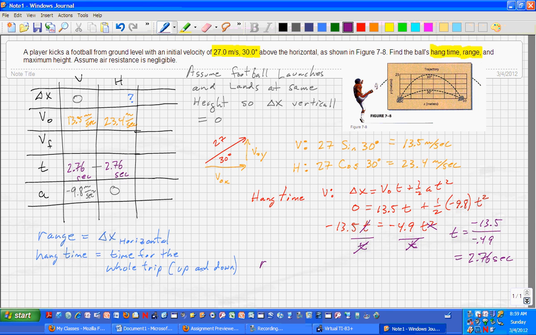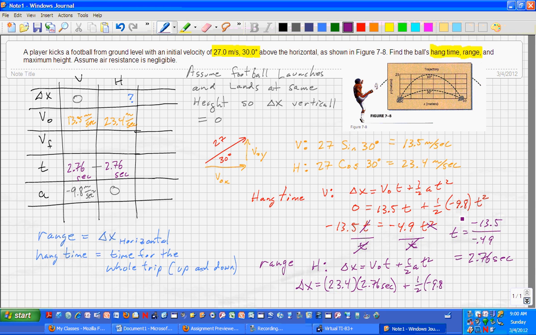So that range is going to be in the horizontal direction. We've got, again, change in position is equal to v0t plus 1/2 at squared. So in the horizontal direction, change in position is going to be equal to v0, which is 23.4 meters per second, times that time, which was 2.76 seconds, plus 1/2 times negative 9.8.